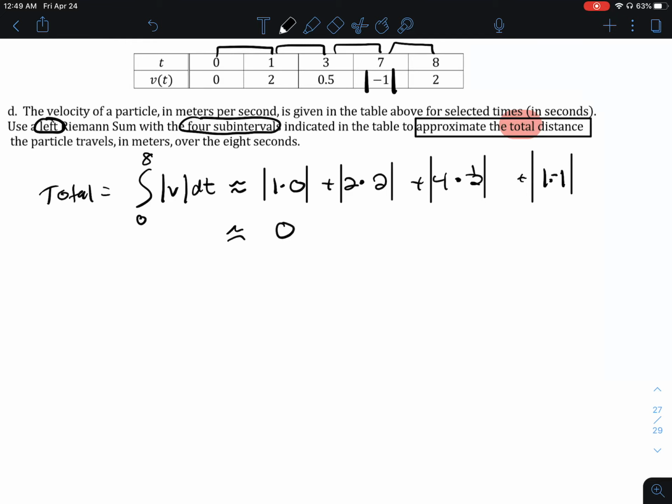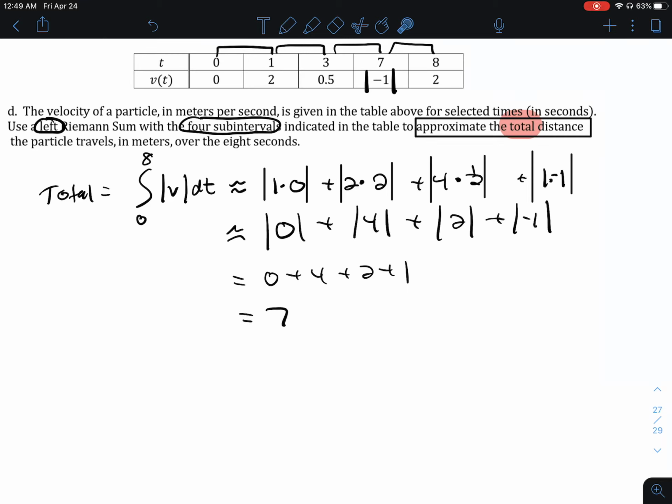So this is the absolute value of 0 plus the absolute value of 4 plus the absolute value of 2 plus the absolute value of -1. So that's 0 plus 4 plus 2 plus 1, which is 7.